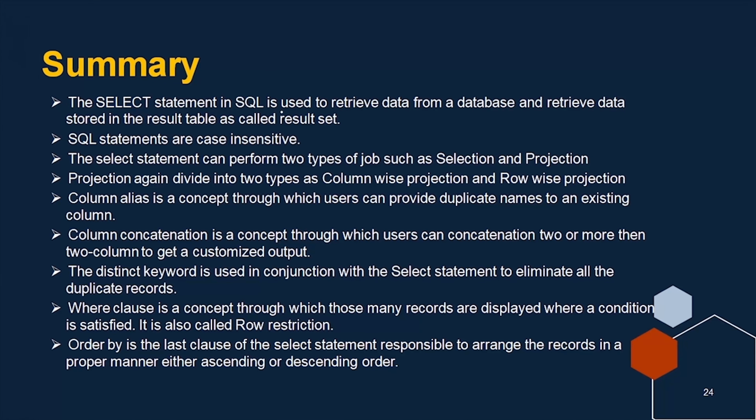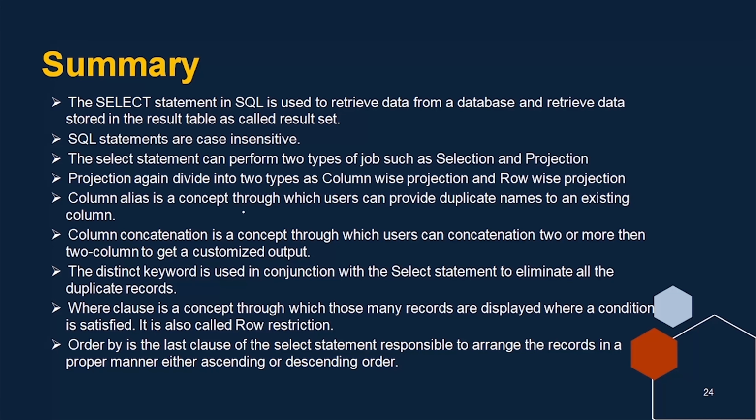The select statement in SQL Server is used to retrieve data from the database, and the retrieved data stored in the result table is called a result set. SQL statements are case insensitive. The select statement can perform two types of jobs, selection and projection. Projection is again divided into two types, column wise projection and row wise projection. This was already discussed in our DQL sublanguage.